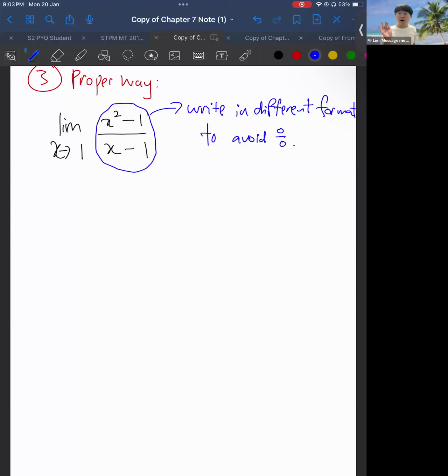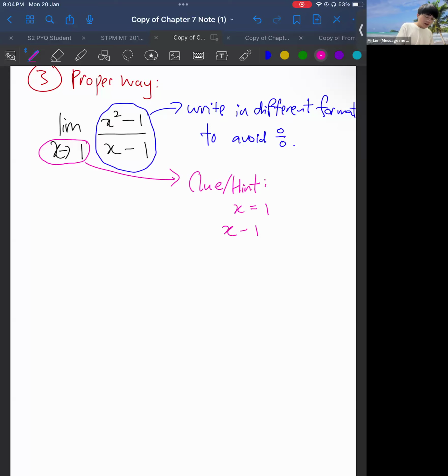This is the idea of what we want to do. So the clue is this one. Every time you can have a hint. The hint is you look at what x approaches. For example, x approaches 1, then this is what you do. First you write x equals 1. Bring the 1 to the other side, x minus 1 equals 0. Make your right-hand side 0.